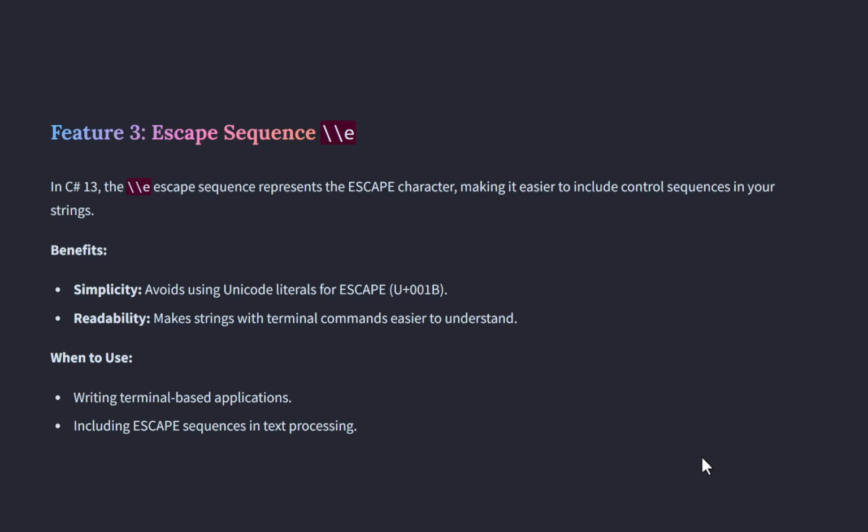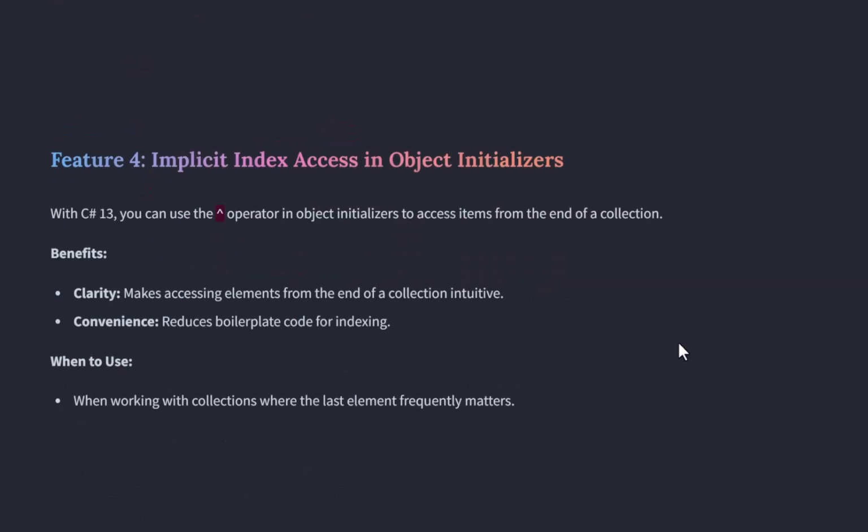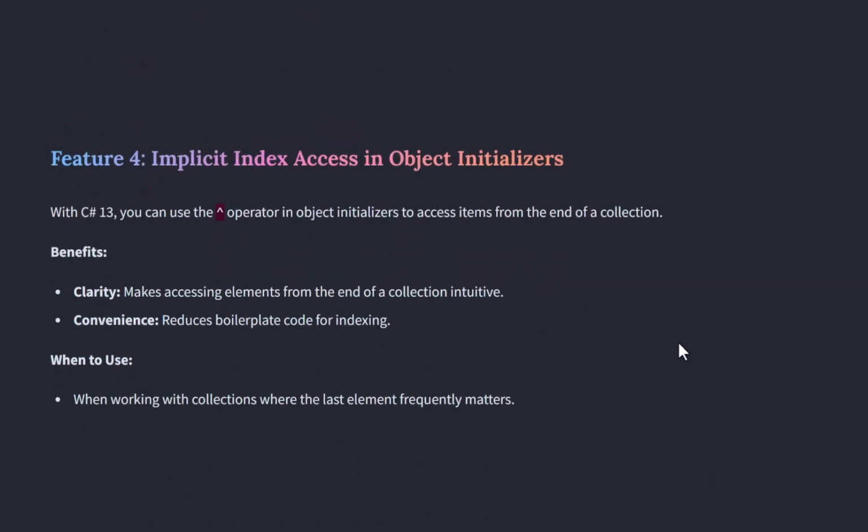Then we have feature number 4, implicit index access in object initializer. Previously, reverse index initialization required manual calculation or extra code, making array and collection setup less intuitive. The advantage of this one is that it allows reverse indexing through the hat operator directly in an object initializer, which simplifies the initialization process, especially if you're working with collections.